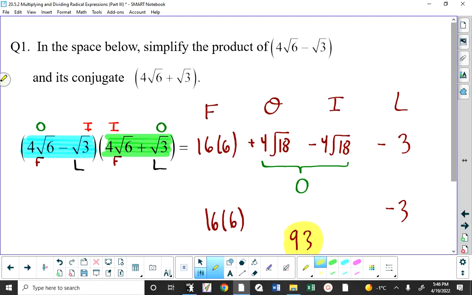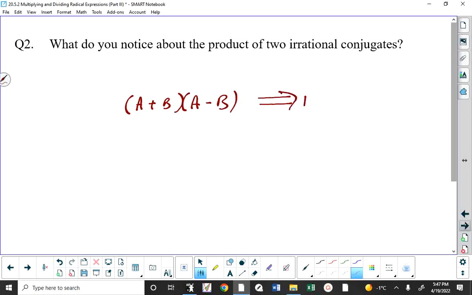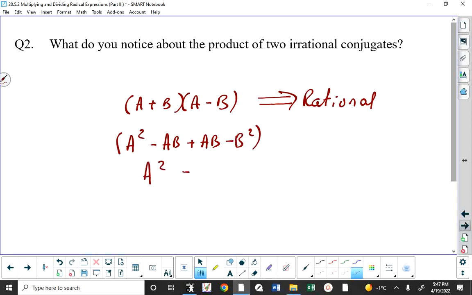There's a reason for that I will get to in a minute, I think. But the bottom line is a plus b times a minus b will always give you a rational number. And the reason is quite simple. It's because a plus b times a minus b, when you FOIL it out, gives you a squared minus ab plus ab minus b squared, which gives you a squared minus b squared.